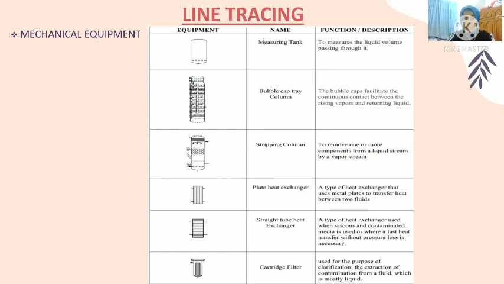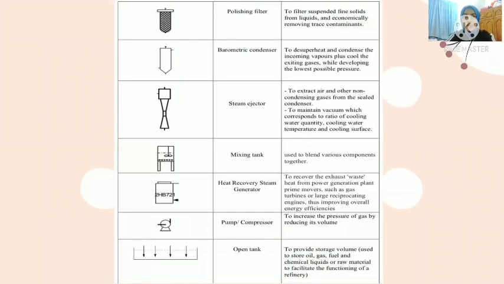Fifth is the straight tube heat exchanger, which is used when viscous and contaminated media is used or where a fast heat transfer without pressure loss is necessary. Sixth is the cartridge filter, which is used for the purpose of clarification. Here is the list of the other mechanical equipment in the PNID diagram.